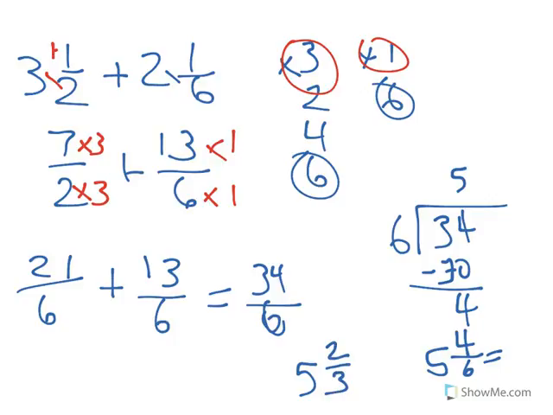So just as a reminder, the 5 part comes from here. The 4 part comes from the remainder down here. And the 6 part comes from that part right here. So that's how we do it. And it's the exact same way for subtraction.